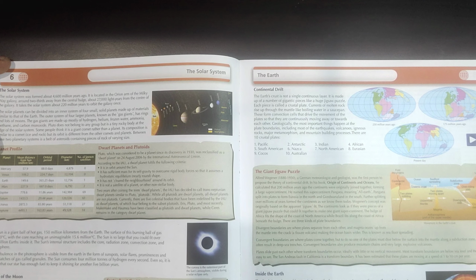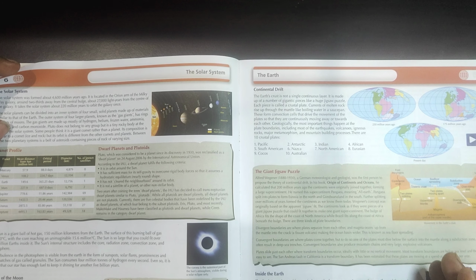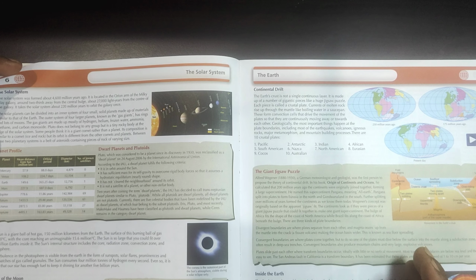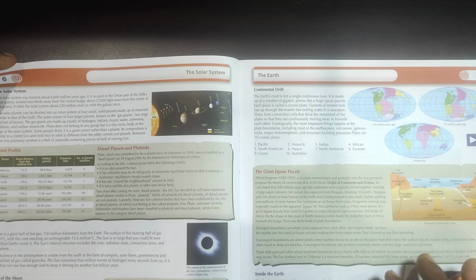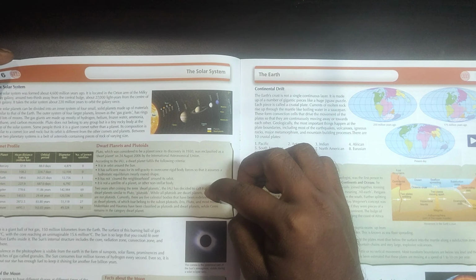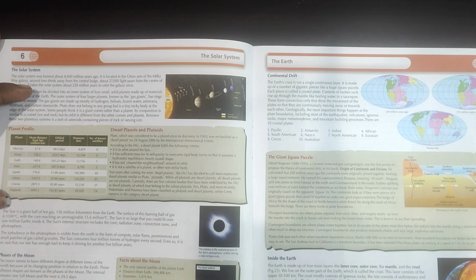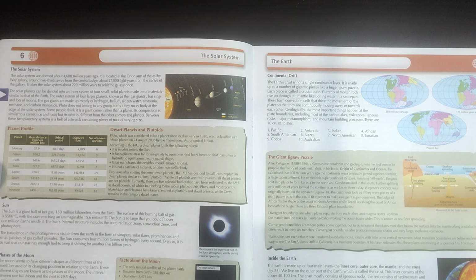And again, other than the planets, the non-planetary objects that are there in the solar system, like dwarf planets and planetoids, they have given about them also here. And then they have given brief information about the sun, the temperature of the surface of the sun and the core of the sun and so on. Those particular details have been given here.